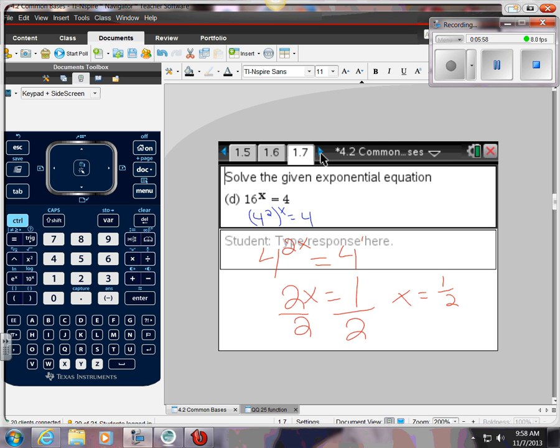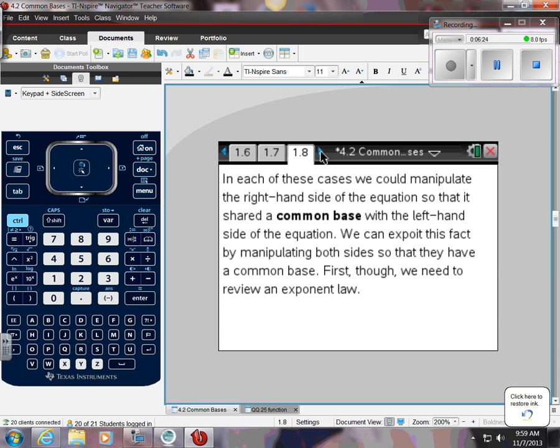Any questions? Is that all right? Yes. Because we want to find a common base. Yes, we have to find a common base. And our common base here is 4. So what we want to do is find a common base between our left-hand side and our right-hand side.